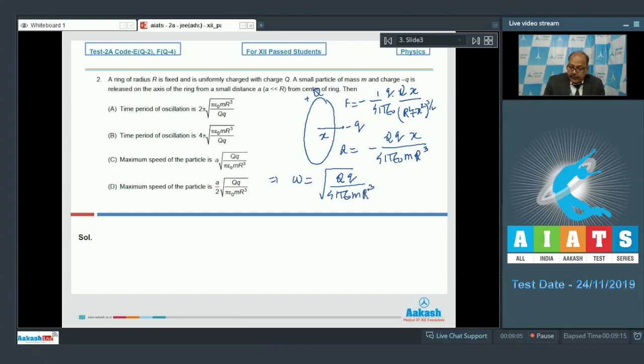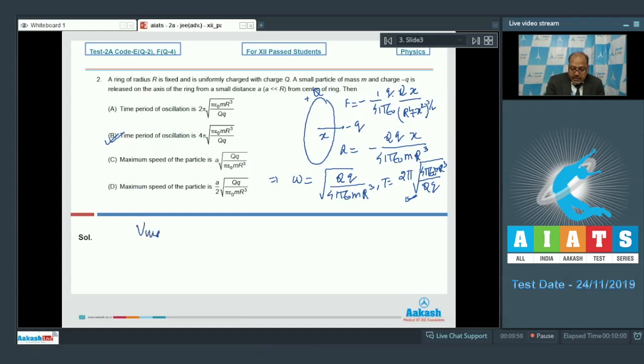Now coming to the time period of oscillation, time period T is 2 pi by omega, so it is 2 pi into under root 4 pi epsilon naught m r cubed divided by capital Q small q. If we take this 4 outside of this under root sign, we can see that this answer that we have got matches with option B. So option B is correct and option A is incorrect. Coming to the maximum speed, we know the maximum speed is going to be omega into amplitude.